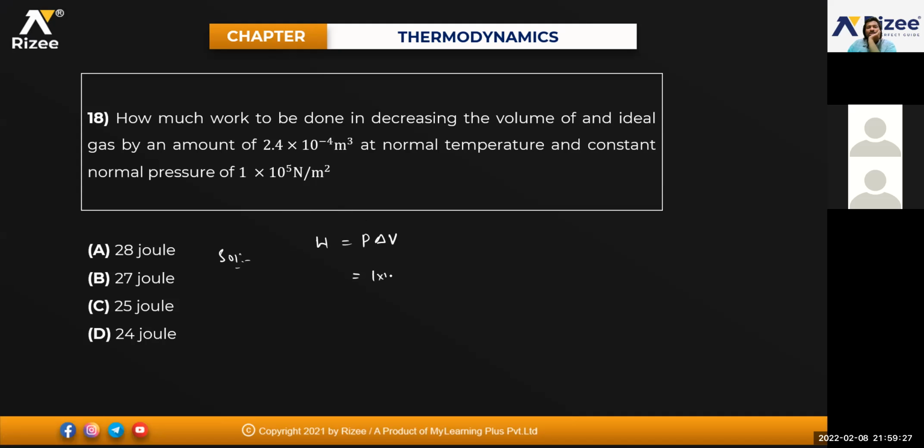Pressure is 1 into 10 to the power of 5, into volume is 2.4 into 10 to the power of minus 4. That means this will be 10 to the power of 5 into 24 divided by 10, into 10 to the power of minus 4. That means this one and this one will get cancelled. So this will be 24 joules. D must be the answer.